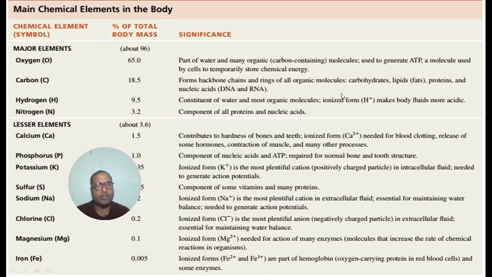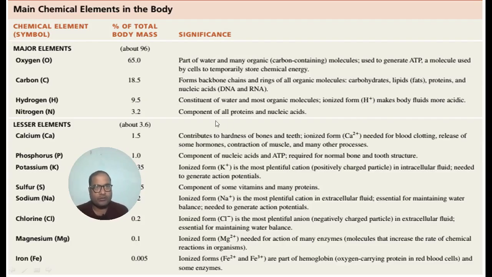You can say carbon is present in various forms, all organic molecules contain carbons. Like there are some example: carbohydrate, lipids, proteins, and nucleic acid. These all organic molecules have carbon in their backbone in the form of backbone chain. Hydrogen makes body mass of 9.5%. Constitute of water and most organic molecule. Ionized form is hydrogen H positive, makes body fluid more acidic. So body fluid are made acidic due to the presence of ionized form of hydrogen.